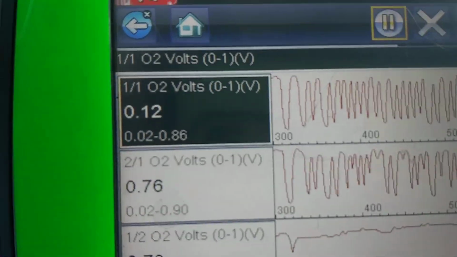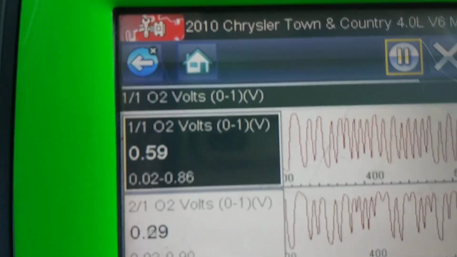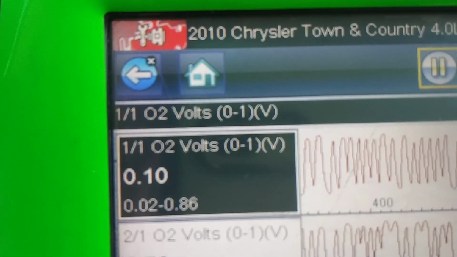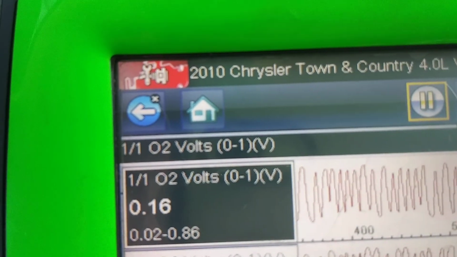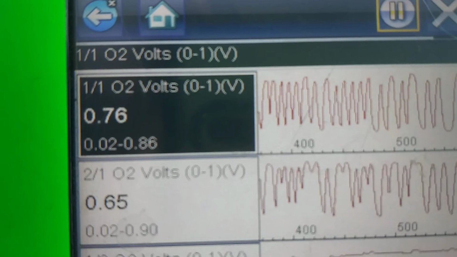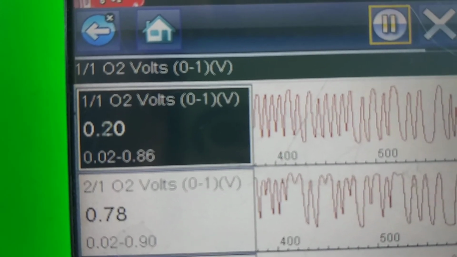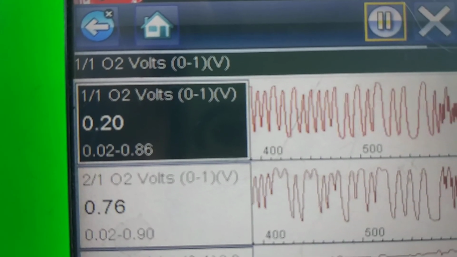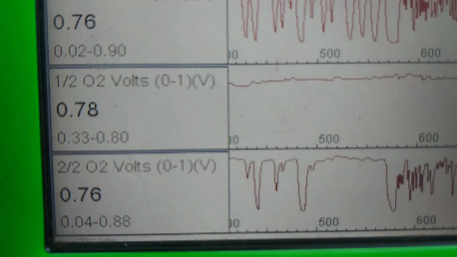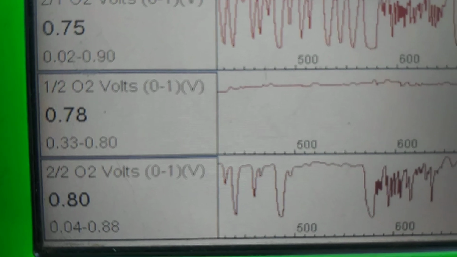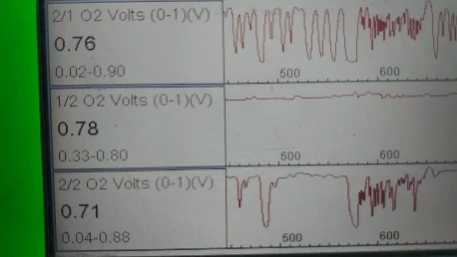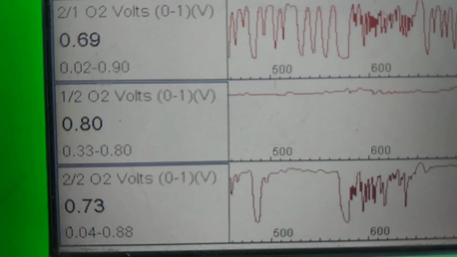Now this is the O2 sensor for bank 1, sensor 1. That's on one side of the engine, the sensor that would look at the exhaust going into the catalytic converter. And then you have bank 2, sensor 1. That's on the other side, looking at the exhaust going into the catalytic converter on the other side. Then down here you have bank 1, sensor 2, and bank 2, sensor 2. These are the sensors looking at the exhaust coming out of the catalytic converter.